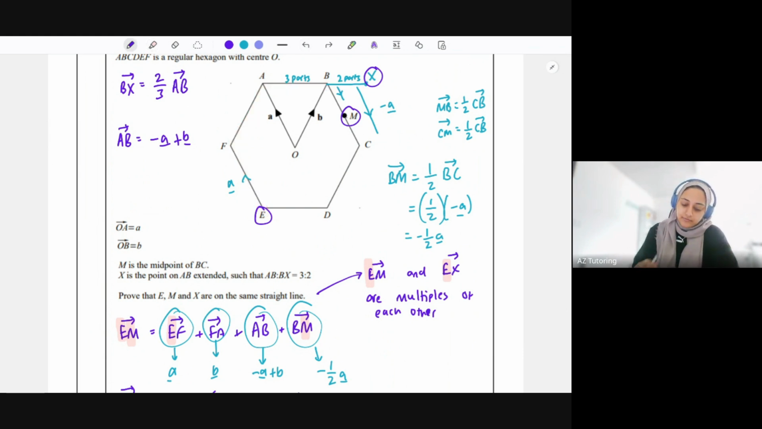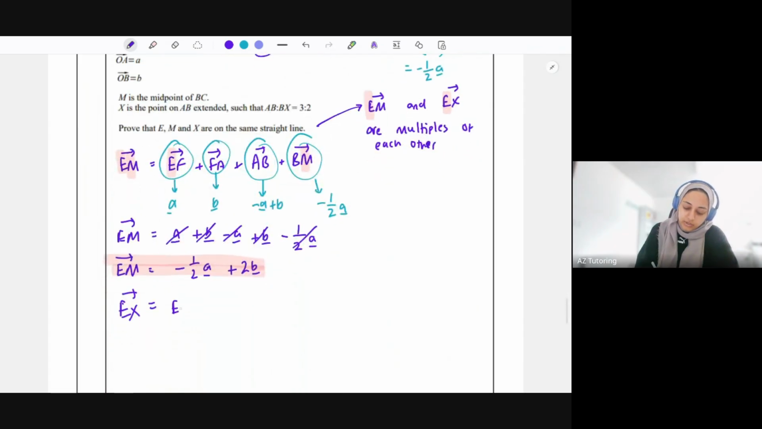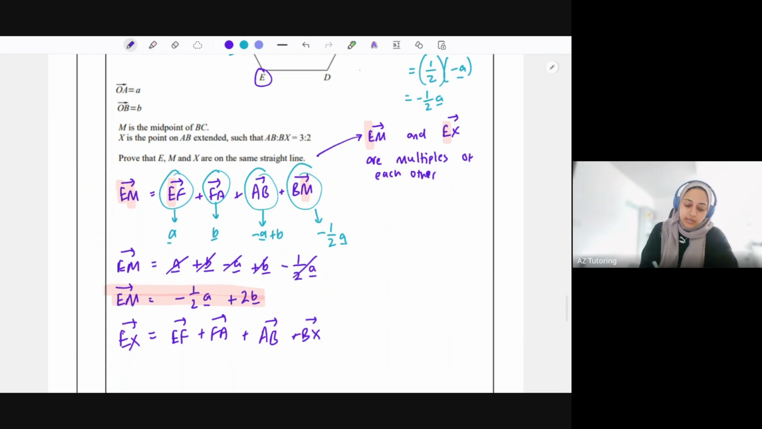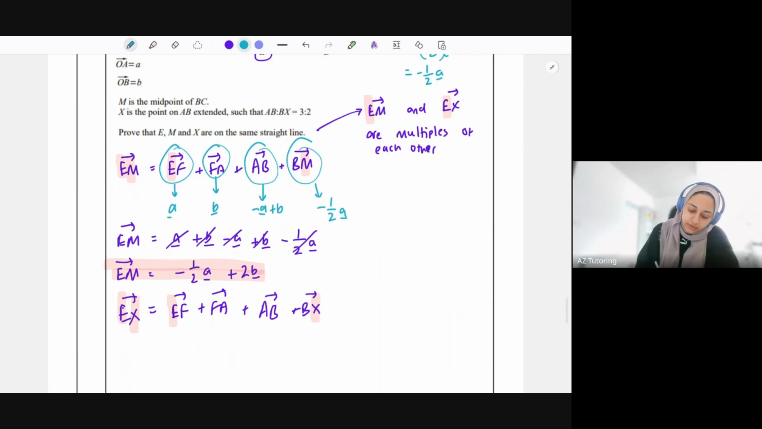Okay, let's do that. So EX, I'm going to do E to F, F to A, and then it was A to B, and B to X. Let's check our starting and ending are exactly the same. E is the starting, X is the ending. Perfect. We know some of these values. So EF, well, I'll just start substituting it in. We know EF is A. We know FA is B. Just from this last one I'm looking up here. We know AB is minus A plus B. So plus minus A plus B.